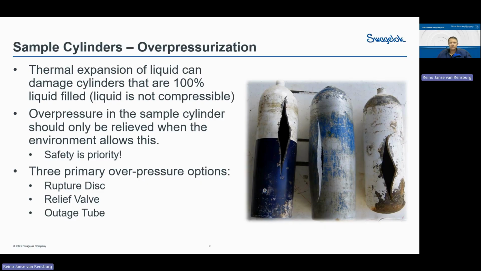Now, there are ways to avoid this if you're not going to do an outage tube. You can also add the relief valve, like I mentioned earlier, or a rupture disc. The only problem with rupture discs is when that rupture disc fails, again, the operator or the lab technician will be exposed to that media that's in that cylinder. So making sure that you have an outage tube and you don't overfill the cylinder is a much safer option than going for a rupture disc that could expose people and the laboratory or the vehicles to whatever the media is.